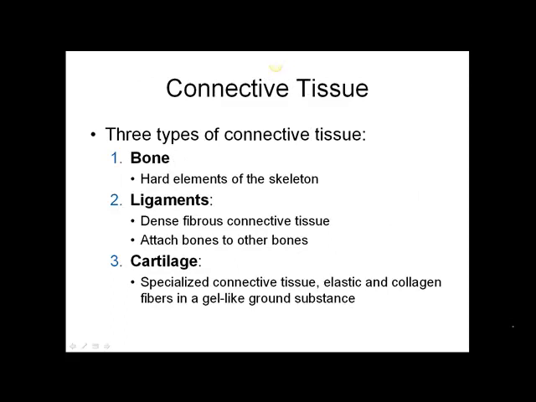So the connective tissues, of course, are bone. These are the hard elements of the skeleton, and this is called osseous. Osseous. And we have osteoblasts, which are the bone forming cells. And then we have osteocytes.